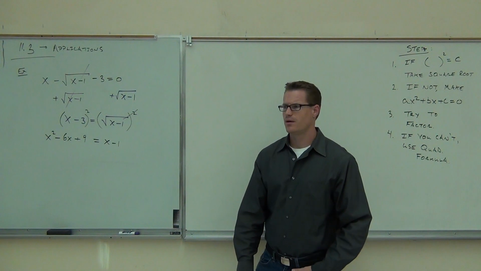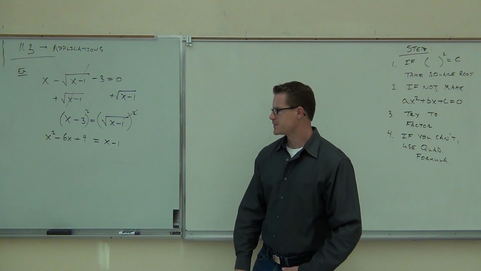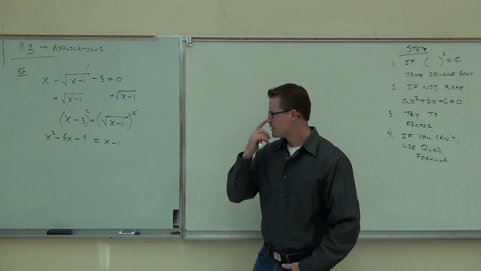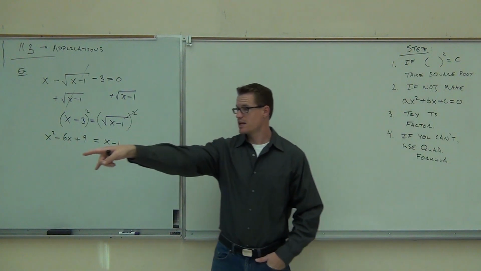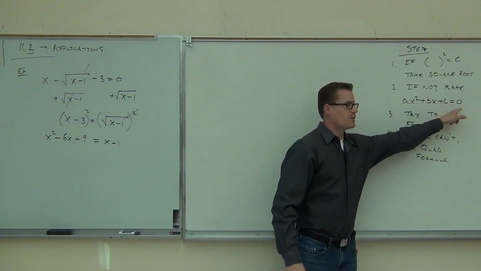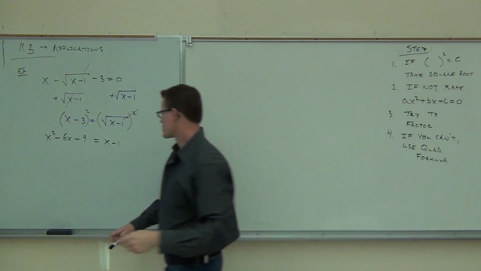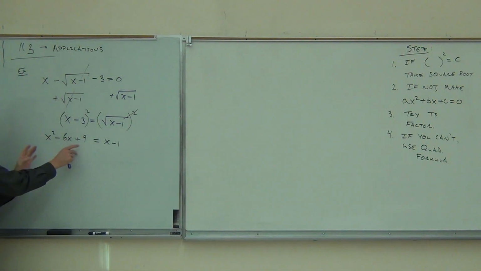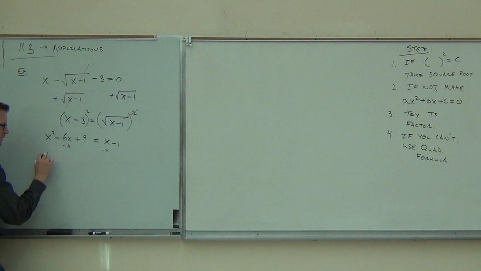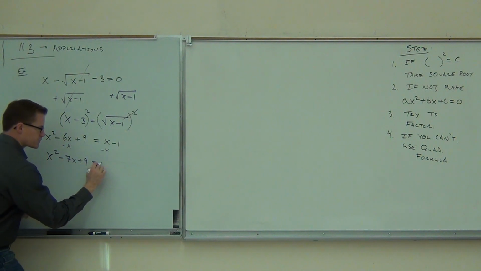What now? We don't have any like terms. Like terms have to be on the same side of the equal sign, so we don't have any of those. Subtract x. Good. Lupe says set it equal to 0, because that's what we want, right? This is the way factoring works, and this is the way the quadratic formula works. So set equal to 0 means this isn't good enough yet. I need to subtract the x. x squared minus 7x plus 9 equals negative 1.